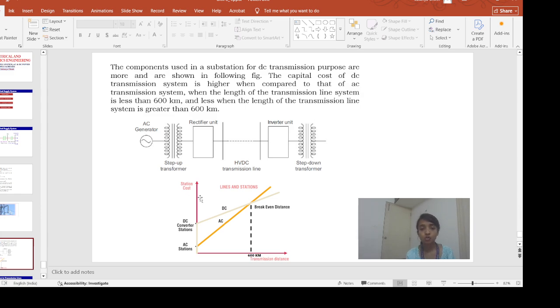This is the reason. Here on the y-axis we have the station cost and on the x-axis the transmission distance. As I told, when the length is less than 600 kilometers, this orange line represents AC, and we have to go for AC as it is more economical. At 600 kilometers, you can see this point is called the break-even point. At 600 kilometers the cost for AC and DC will be equal, and beyond 600 kilometers it is always economical to go for the DC transmission system.